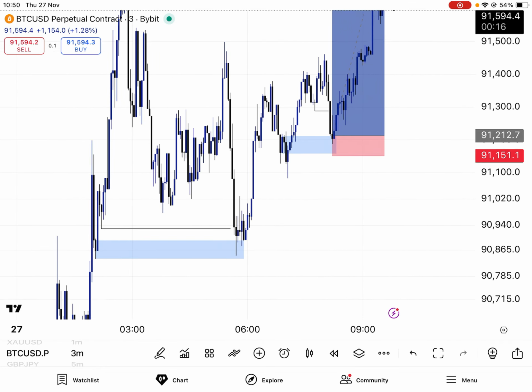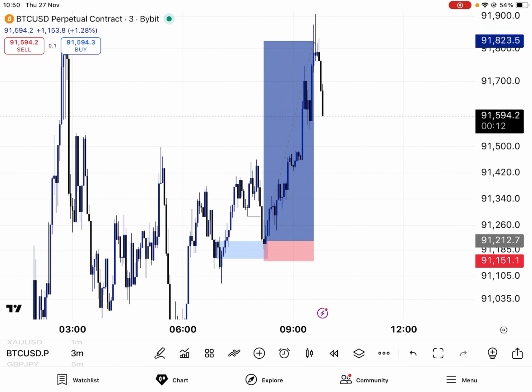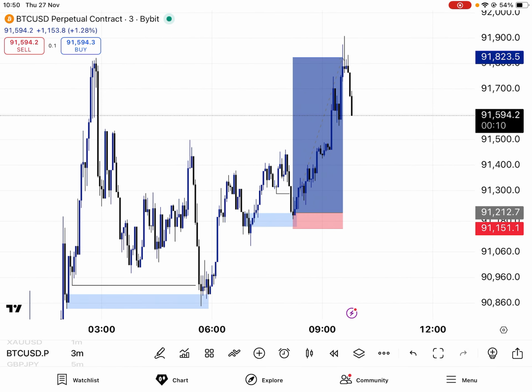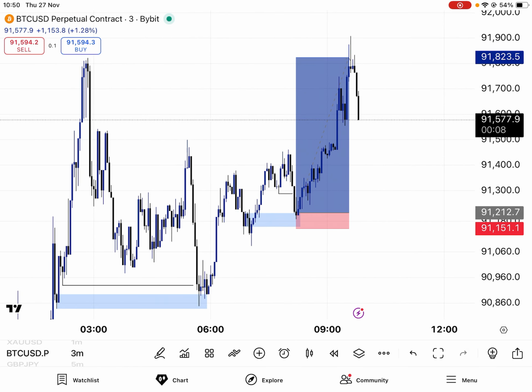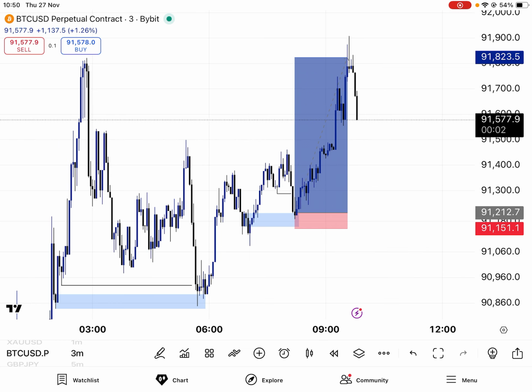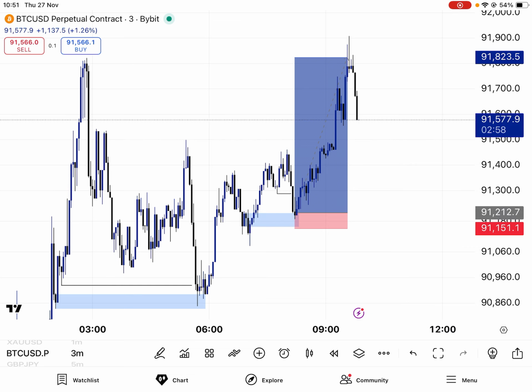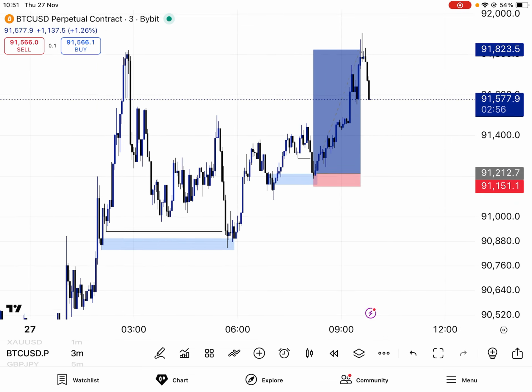So now for me, this would be the best time for you to look for entries on BTC, because when you have a clear bias of where the market is heading to, this will be the best time for you to look for entries, because you will likely respect it. But for me, my bias is still looking for buys for now.